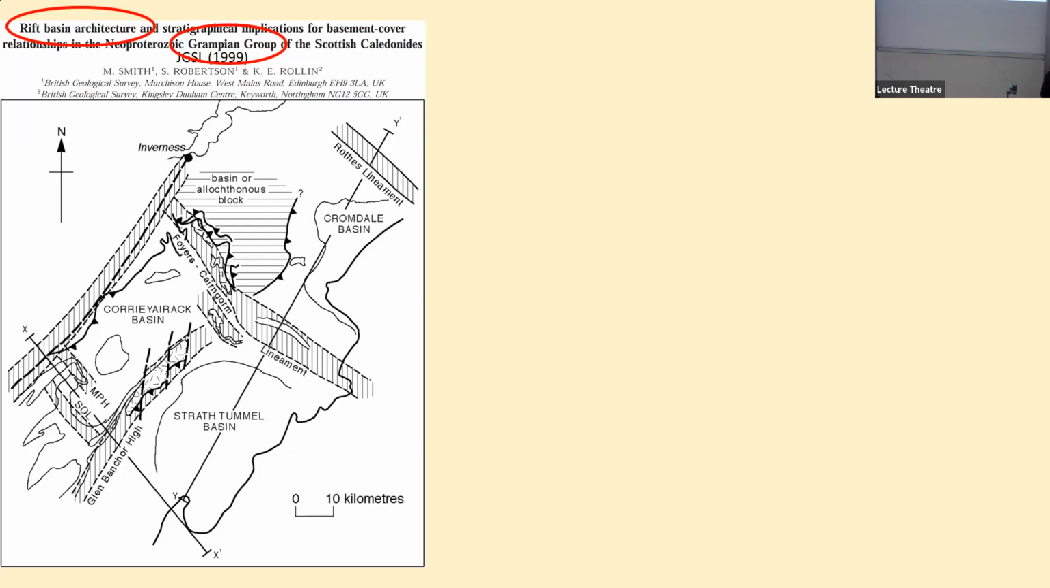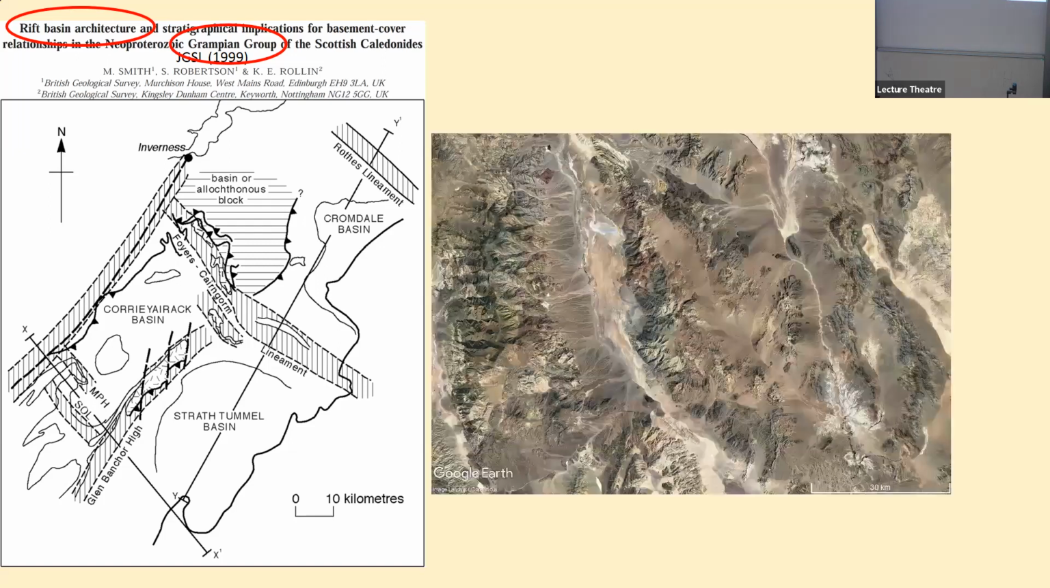So we're going to take a look at this particular set of rocks. That is the image of Death Valley to scale. All right, so the scale of the Grampian Group basins and what we see, what I've just showed you in terms of extended continental crust. This is something that we should be looking at in terms of the rocks that we see in the Corrieyairack or Strathtummel basins.